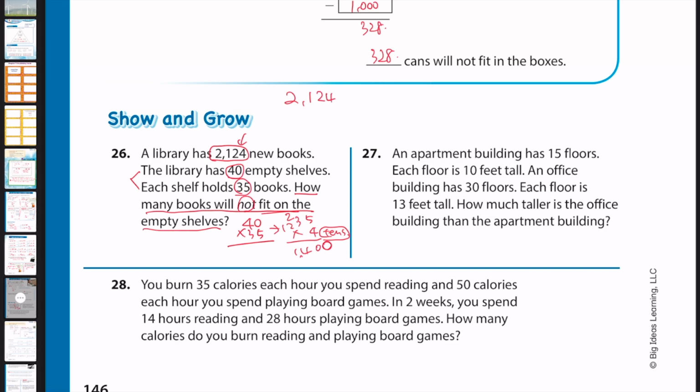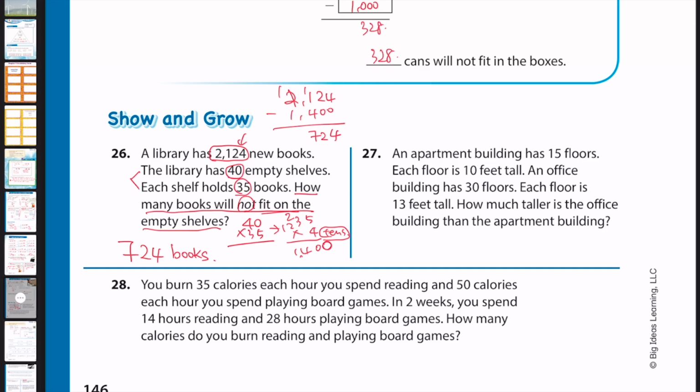2,124 books. So you are going to subtract this one, 1,400. 4, 2, 1, 10, 11. Okay, 11 minus 4 is 7. So the answer is what? 724 books won't fit. Okay, won't fit.